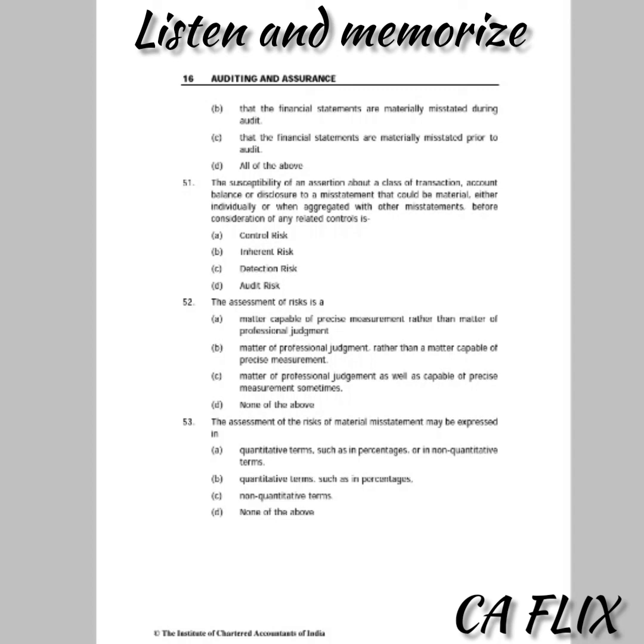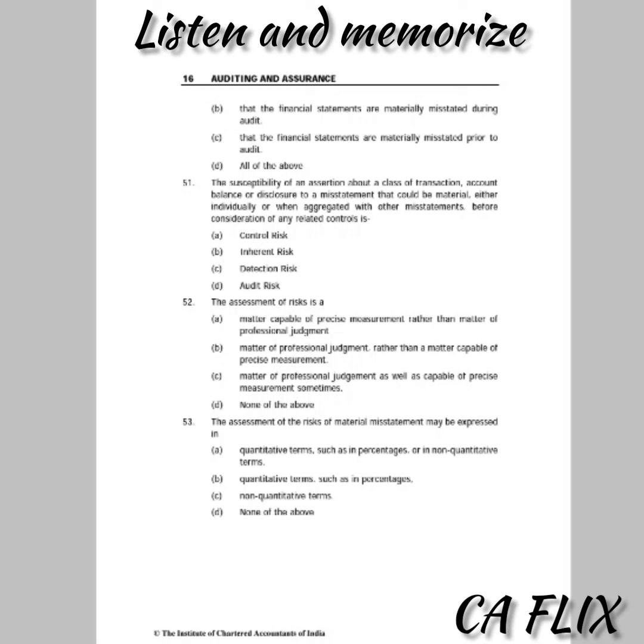Question 52. The assessment of risk is: option A, a matter capable of precise measurement rather than a matter of professional judgment. Option B, a matter of professional judgment rather than a matter capable of precise measurement. Option C, a matter of professional judgment as well as capable of precise measurement sometimes. Option D, none of the above. Answer is option B, a matter of professional judgment rather than a matter capable of precise measurement. The assessment of risk is a matter of professional judgment rather than a matter capable of precise measurement.